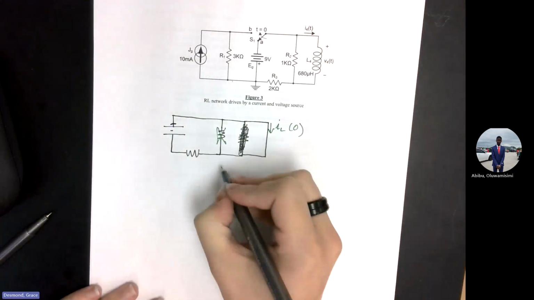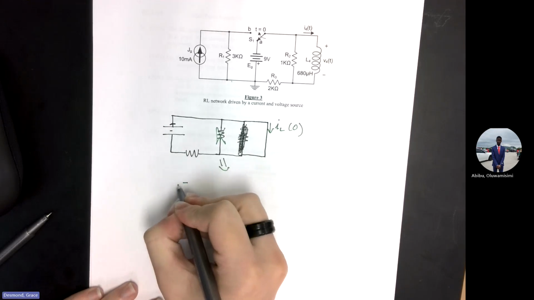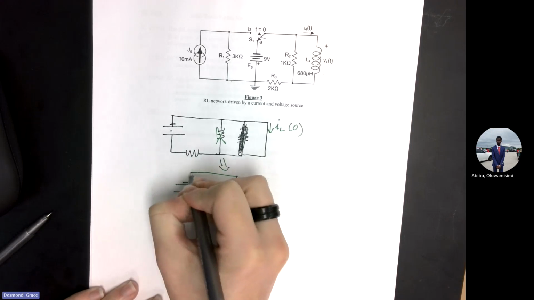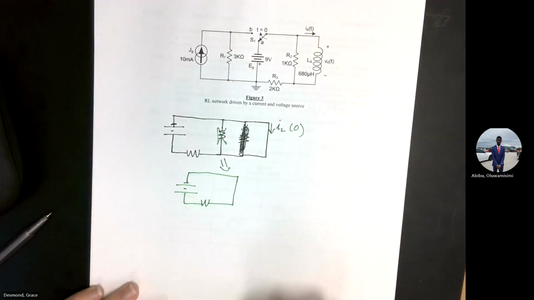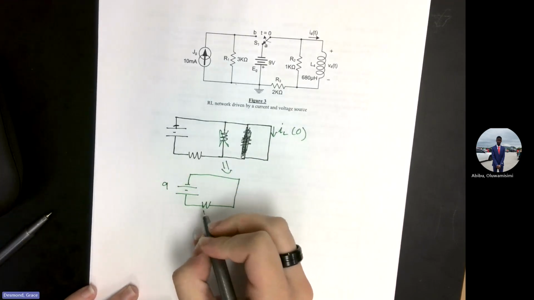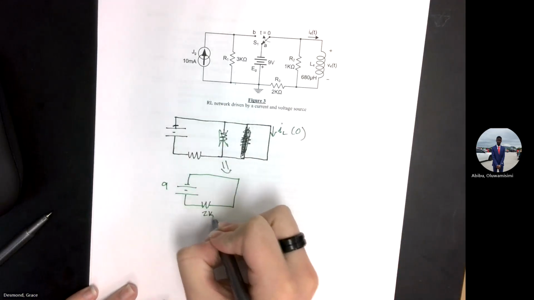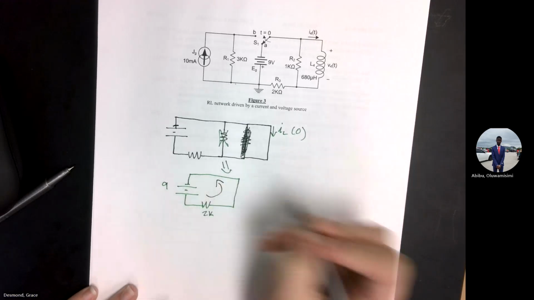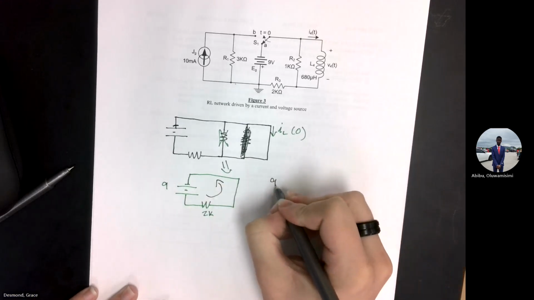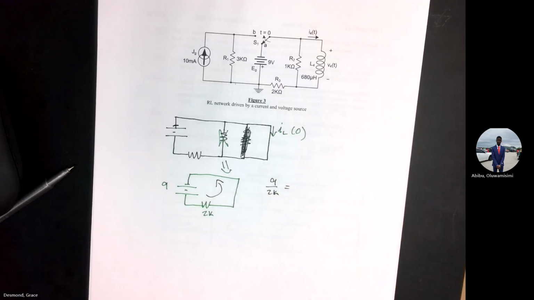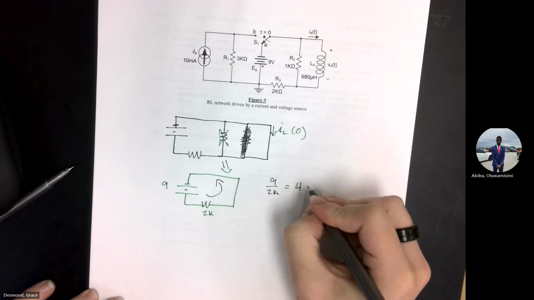So this turns into the easiest circuit ever: a battery, a resistor, and a wire. You just find the current, right? And what is that? 2K. So what is the current flowing? The current's going to flow in this direction, right? Nine over 2K is equal to 4.5 milliamps.